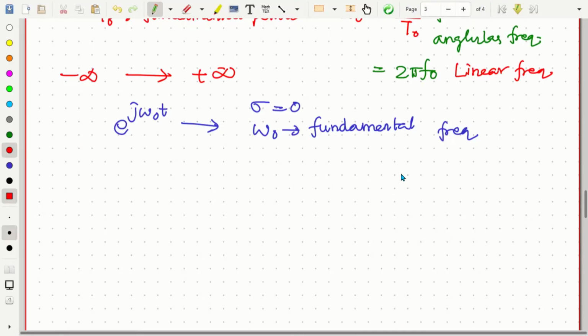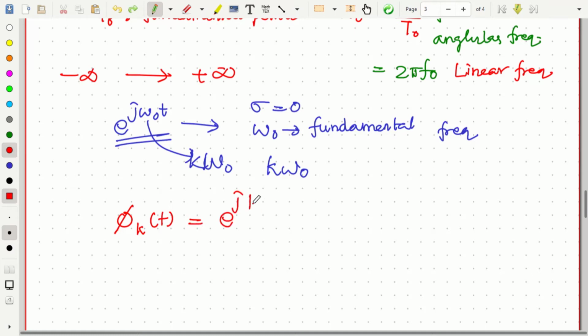We can create harmonics of this e power j omega 0 t by multiplying the fundamental frequency omega 0 with a constant k. If we multiply the fundamental frequency omega 0 with a constant k, we can get the harmonics. So let us have some harmonic signals, let us call it phi k of t. How can we create it?